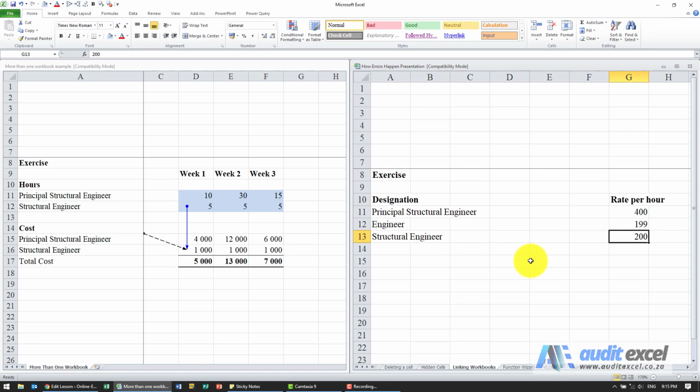and the reason it's correct is because it's looking here. So what you'll realize is that when you have two linked workbooks, it is very important that for any structural changes, so inserting rows and columns, they must be open, or be very careful when you do that. It's very easy to make a mistake, as shown here, where you think it's looking at the structural engineer, but actually it's looking at the engineer.